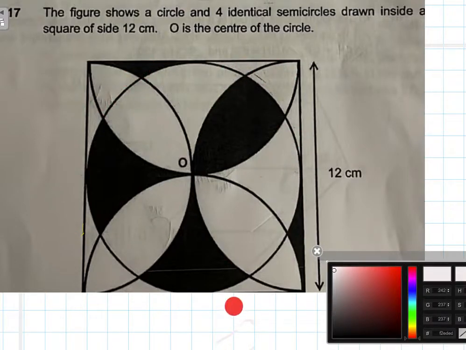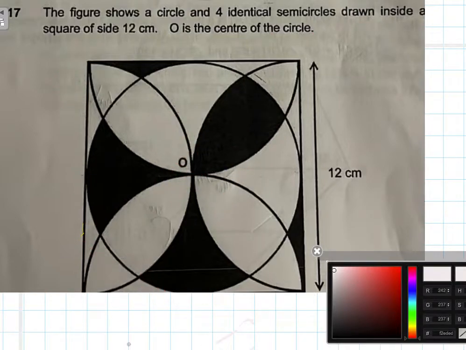So I have a circle here. I have 4 semicircles: 1, 2, 3, and where's my 4? 4. And also I have a square. The square, this side is 12. This side also 12, 12 and 12. And the center of the circle is O.